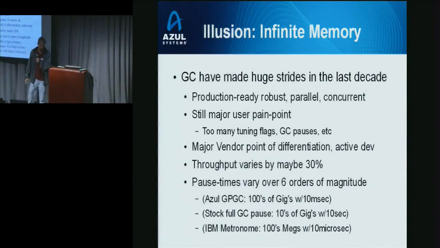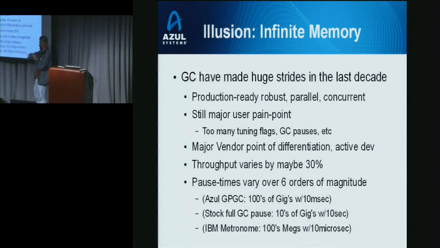Throughput on the different GC algorithms might vary by as much as 30%, where the very concurrent, very low pause time GCs have higher overheads than the stop the world ones. So here's 6 orders of magnitude on pause times. Azul will sell you a machine that'll take hundreds of gigabytes of heap with a 10 millisecond max pause. IBM will sell you a machine that has hundreds of megabytes, not gigabytes, of heap, but with 10 microsecond pauses.